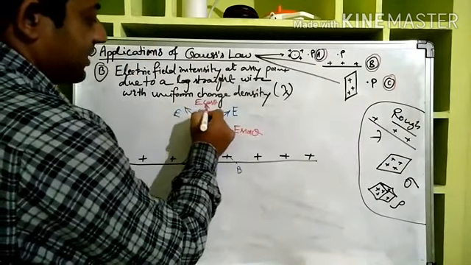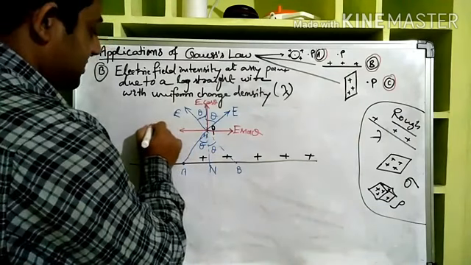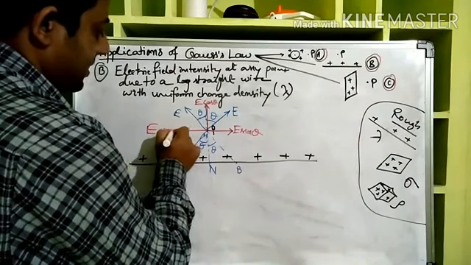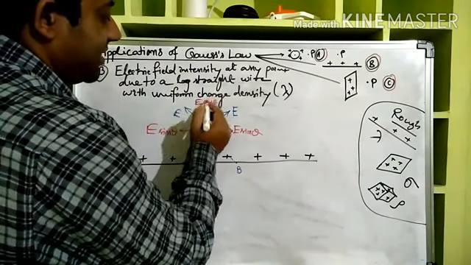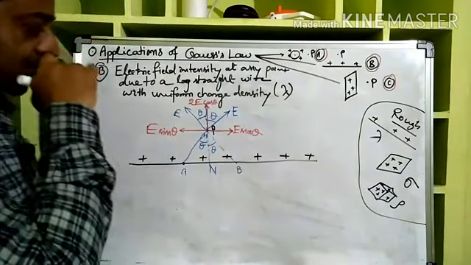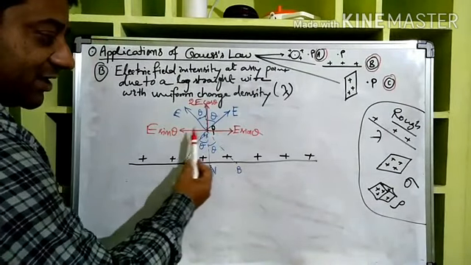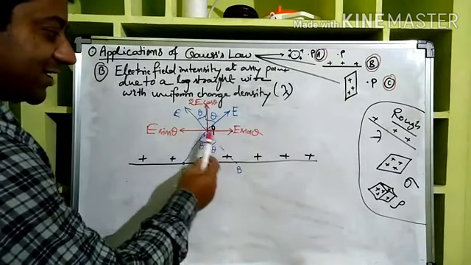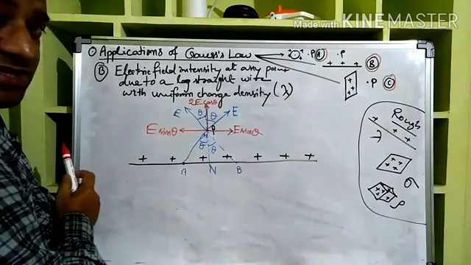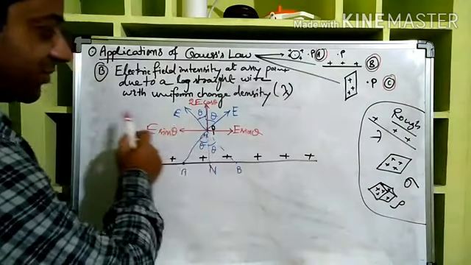Now this other E can also be resolved into two components. So, E sin theta and E cos theta, in the same direction, E cos theta was there and another, so it is 2E cos theta. You got it or not? Now, this E sin theta is equal in magnitude and opposite in direction. That's why they will be cancelled out by each other. That's why all these components will be cancelled.